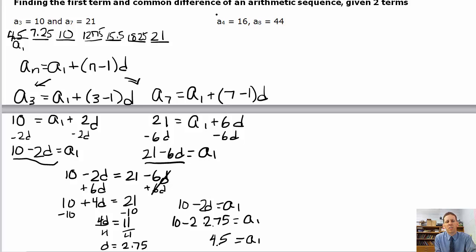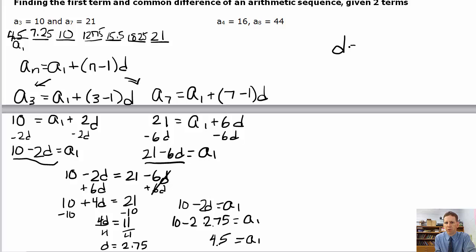What I'd like you to do is pause the video, see if you can come up with the first term and common difference of this sequence that's defined by a sub 4 equals 16 and a sub 8 equals 44, and we'll take a look at your answer in just a moment. By setting up some similar formulas for this example, you should eventually be able to solve for d.